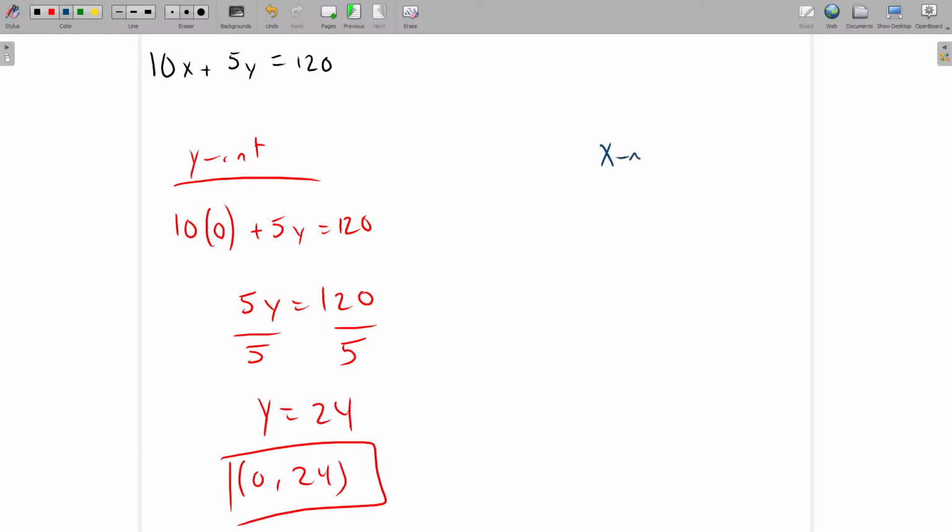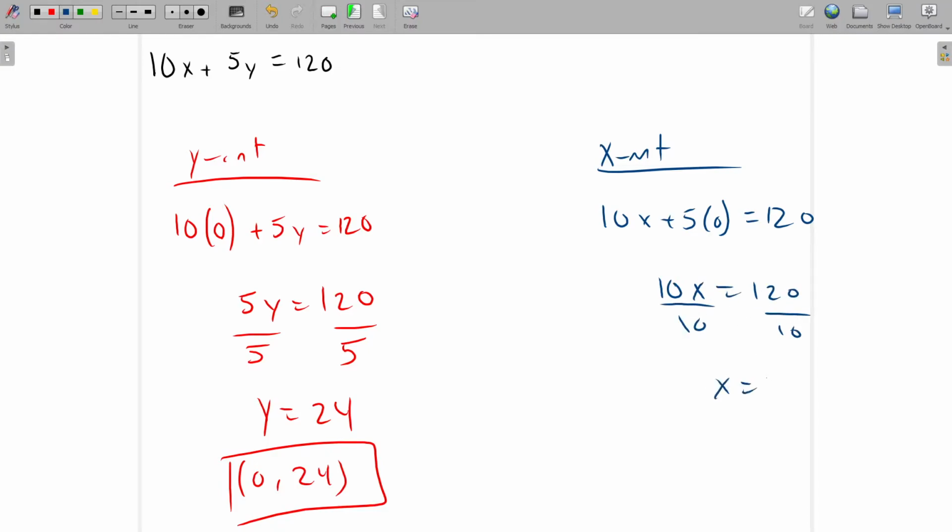And for the x-intercept, we have 10x plus 5 times 0 because we're letting y be 0. It's always the opposite variable that we let be 0. 10x is equal to 120. Dividing both sides by 10, we get x is equal to 12. And we write this x-intercept as a coordinate point 12, 0.